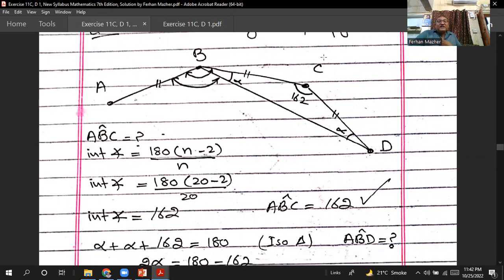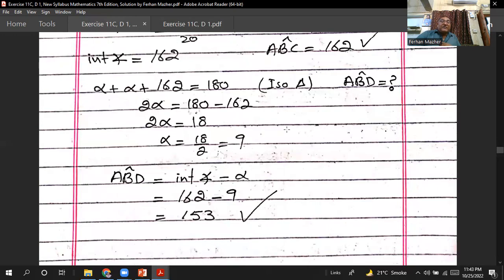Now I want to find this angle CBD. You can see that I have joined B and D with each other. Because BC and CD are equal to each other, it's an isosceles triangle. So these angles are alpha, and this is the interior angle of the polygon, that is 162. So alpha plus alpha plus 162 is equal to 180. So 2 alpha is equal to 180 minus 162, so 2 alpha will be 18. So alpha will be 18 divided by 2, and that will be 9.